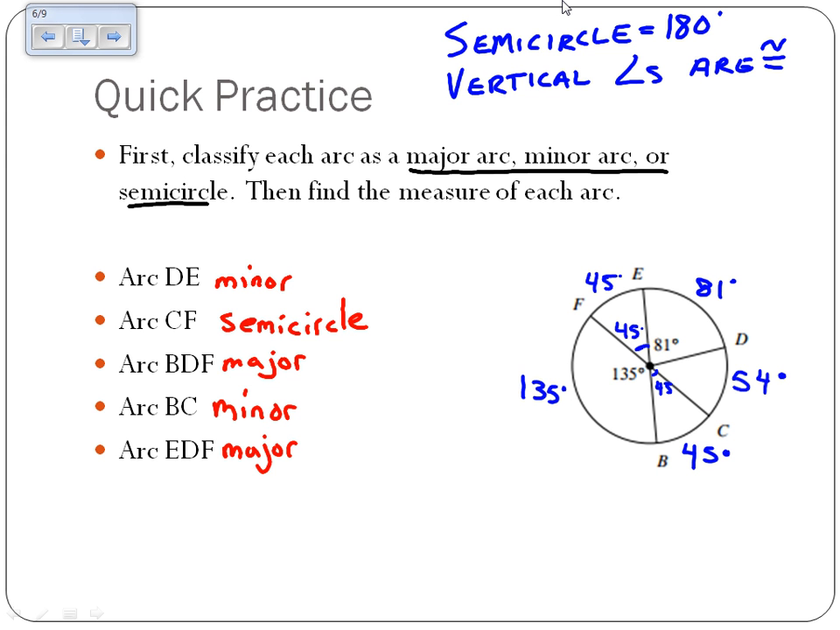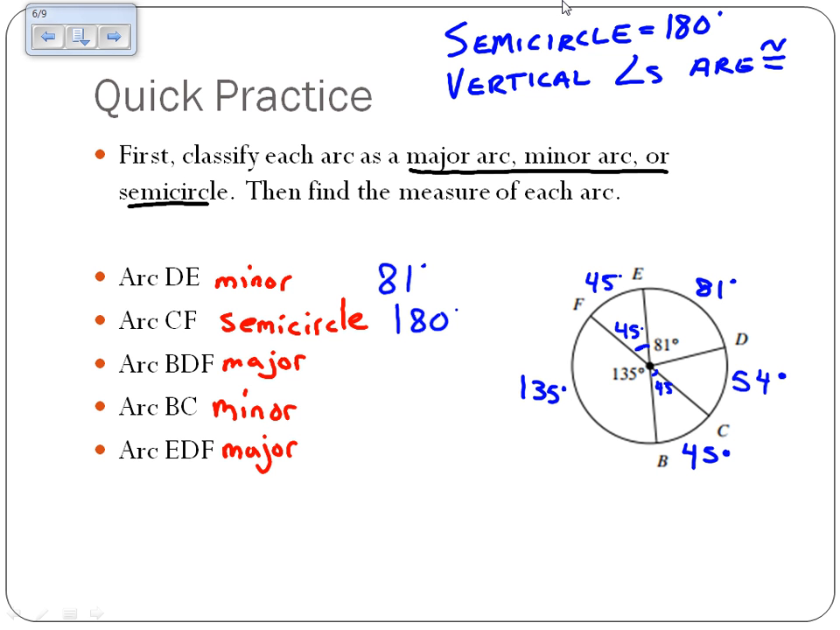Arc DE, what is DE? Once you get all of them, go back to this, and then it's going to be pretty easy. What's DE? 81 degrees. What is CF? 180. That should be really easy. It should be for everybody. Semicircle is how many degrees? 180.